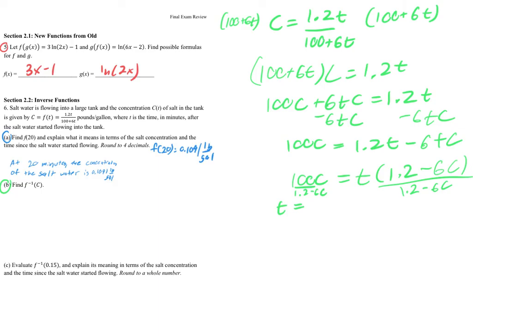So our t value is equal to 100c over 1.2 minus 6c, which another way we can write this is f inverse of c is equal to t, which is equal to 100c over 1.2 minus 6c.